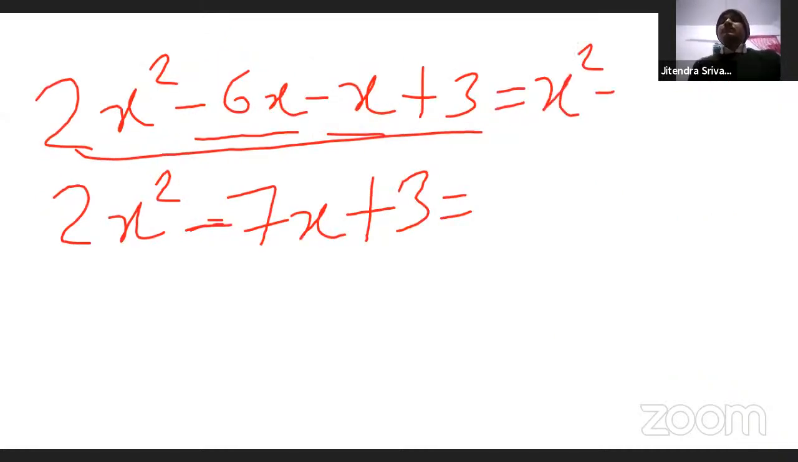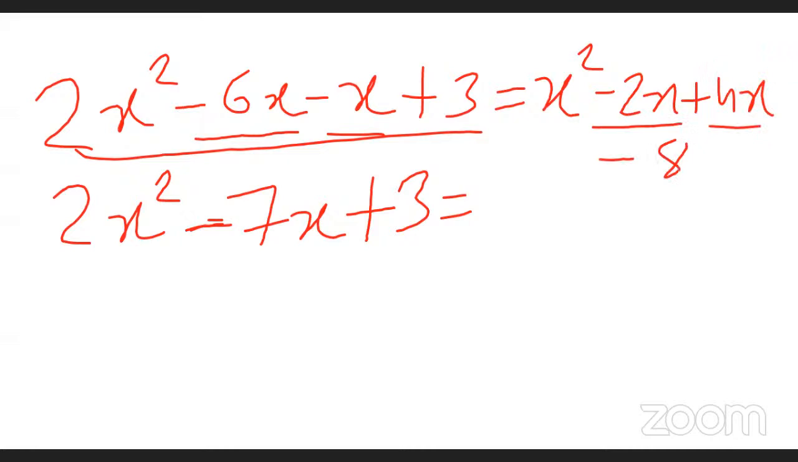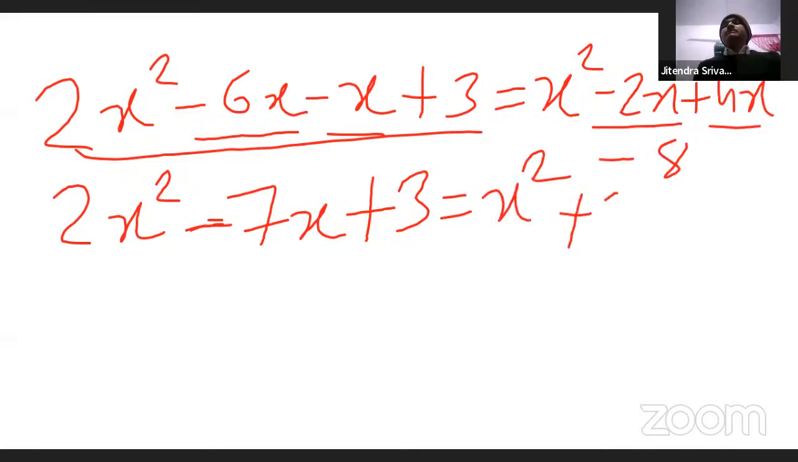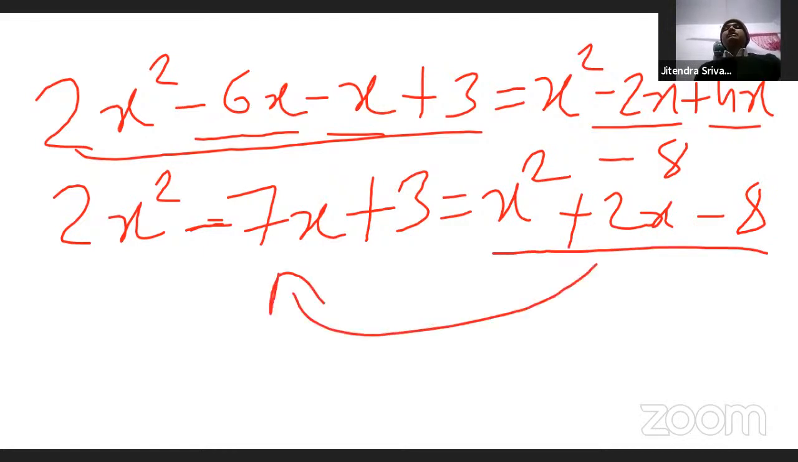x square minus 2x plus 4x minus 8. So what we will do, we will add, subtract this. So it will be x square plus 2x minus 8. What we will do, we will bring this equation to this side of the equals. See here how we will do.